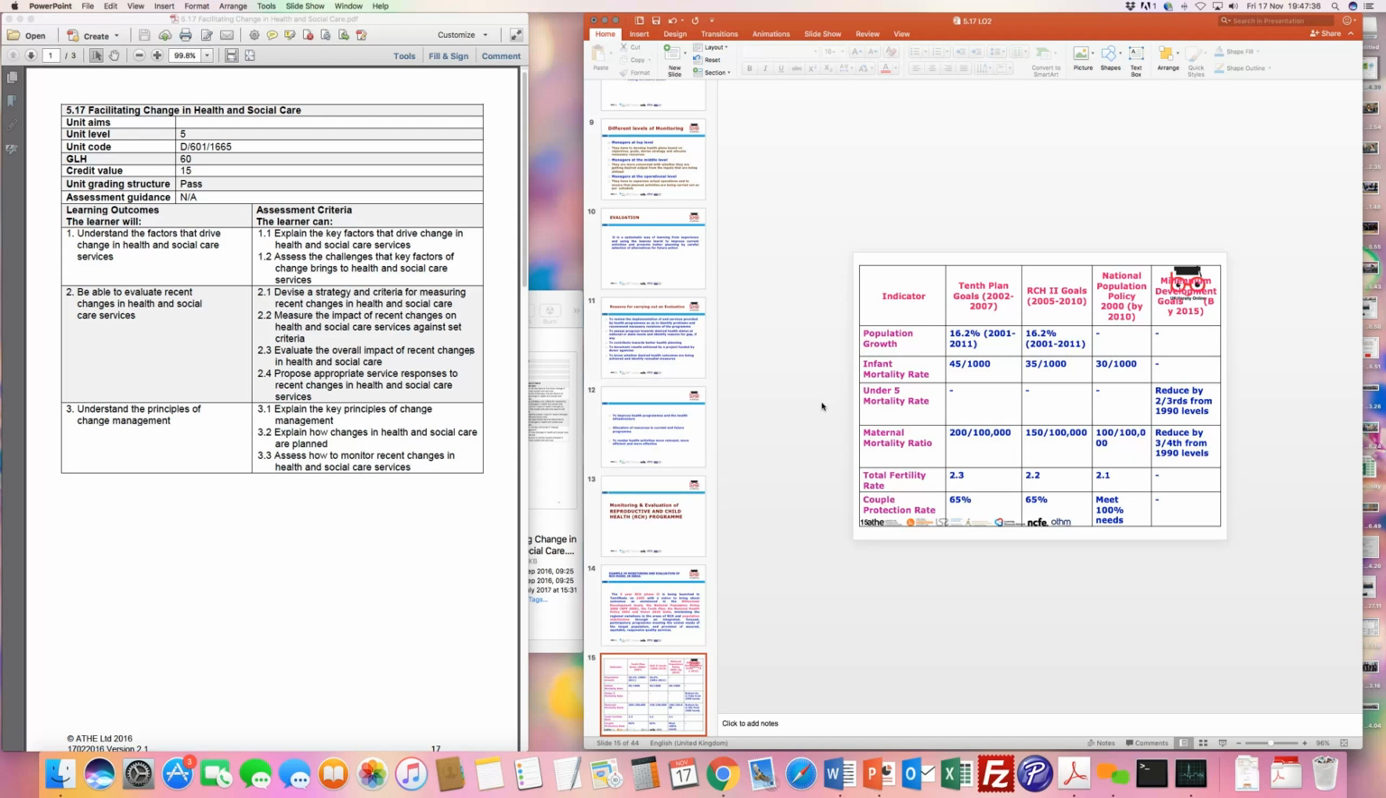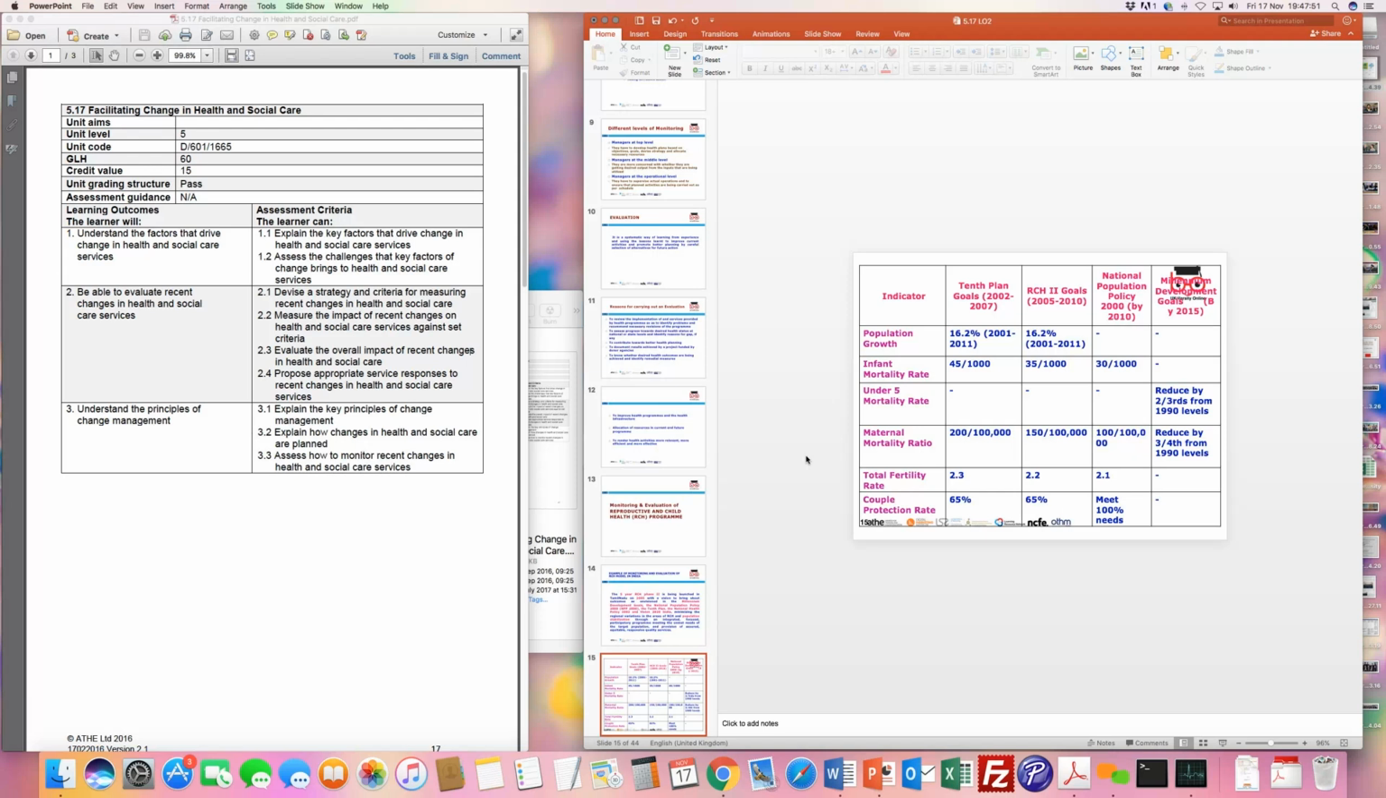And then, in terms of fertility rates, they want to increase. Say, for example, in the case of miscarriages and things like that, they want to reduce that to 0 by 2015 and beyond.